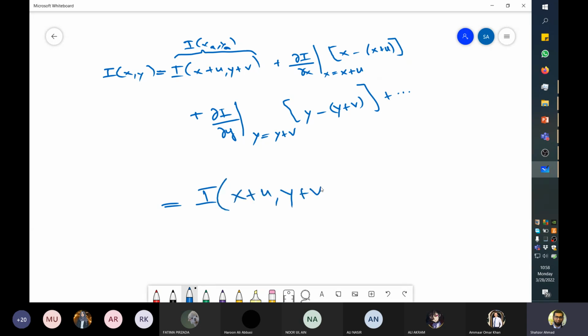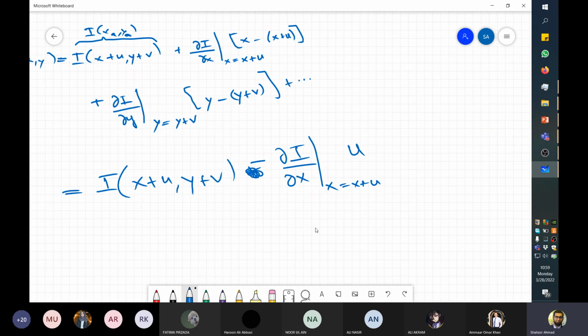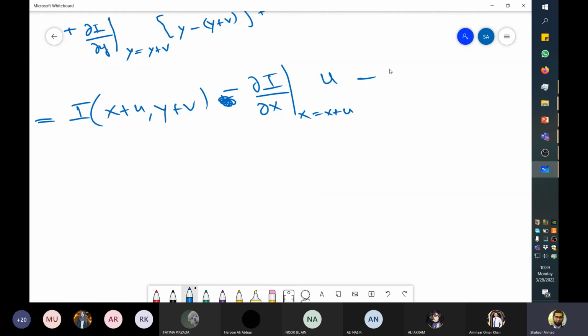I of x plus u, y plus v, plus... now x minus x plus u is just minus u, because the x and x will cancel, so we get minus u. So I should write minus partial I by partial x evaluated at x equals x plus u, times u. Similarly, the next term we have is minus partial I by partial y, with the derivative evaluated at y plus v, times v.